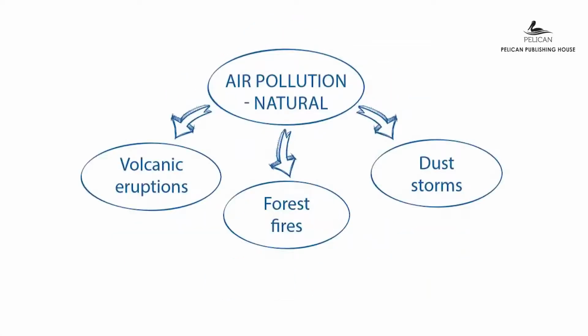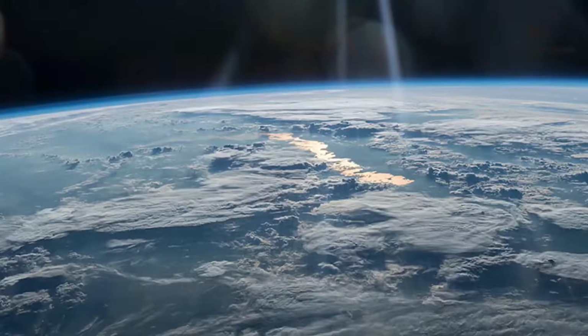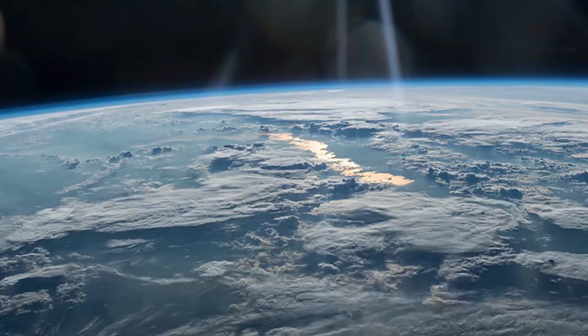Air pollution caused by natural calamities: volcanic eruptions, forest fires, dust storms. Air pollution by human activities: exhaust from vehicles, factory smoke, burning of coal, wood, etc., construction dust. Did you know that the atmosphere is almost 1,000 kilometers thick and consists of transparent layers circling the planet?